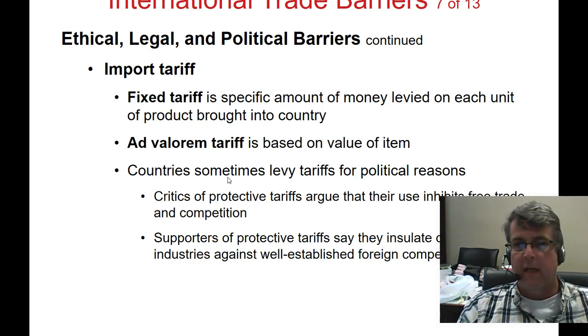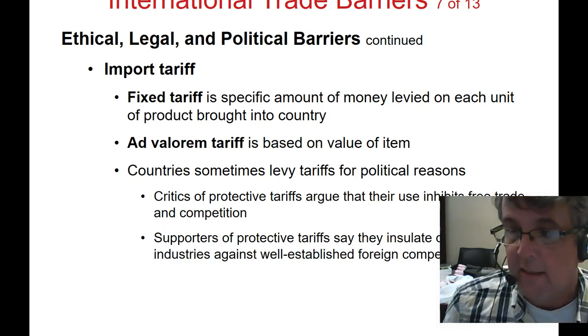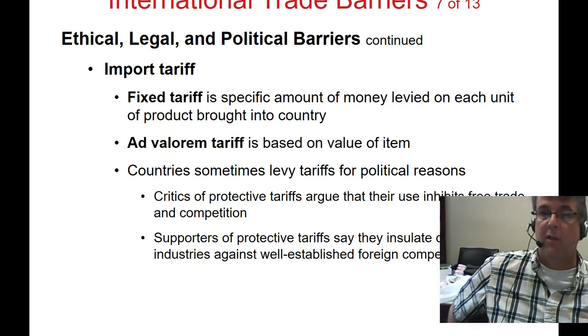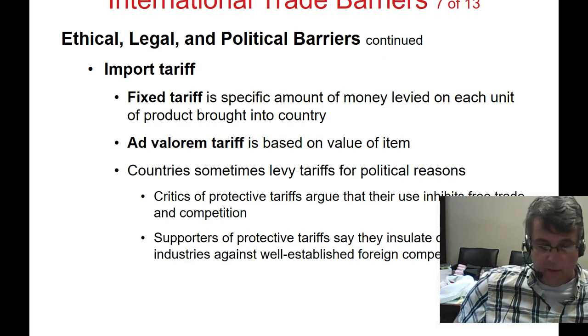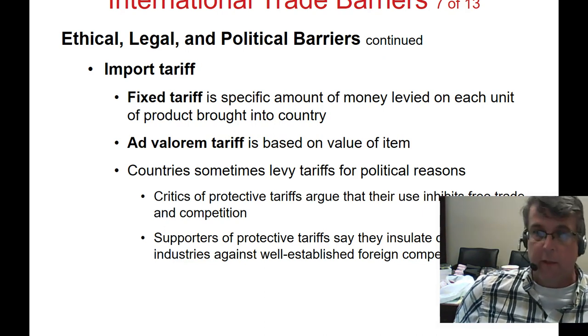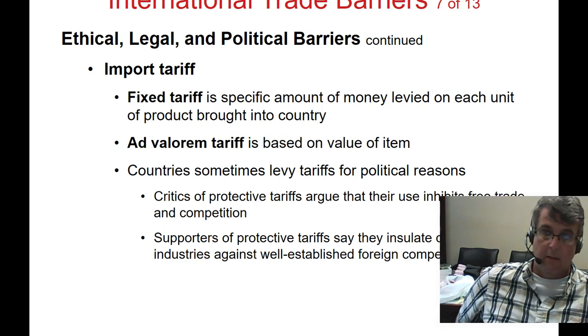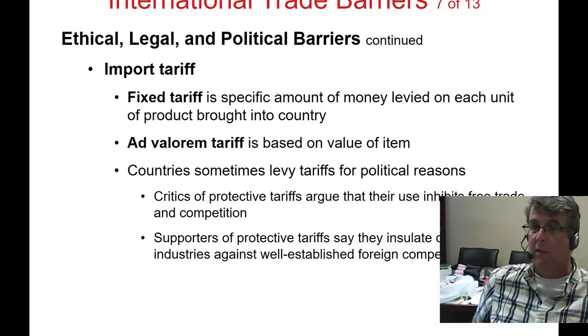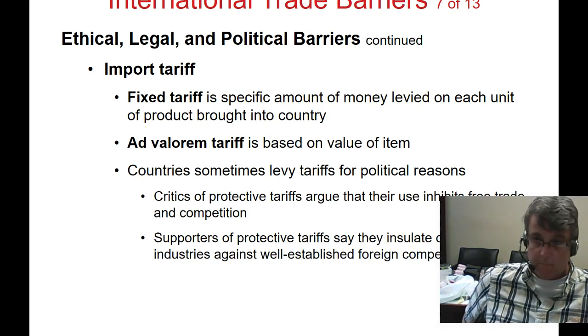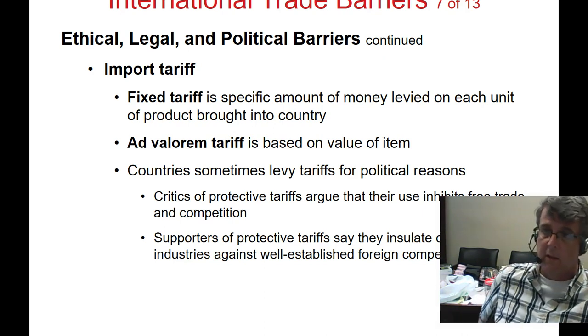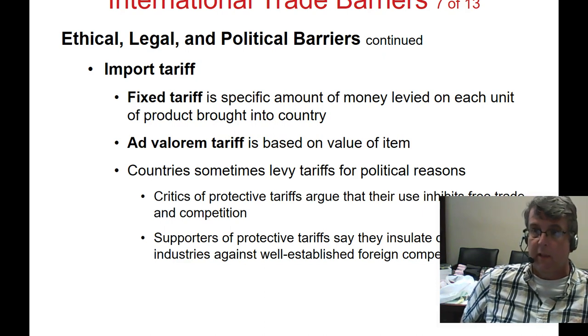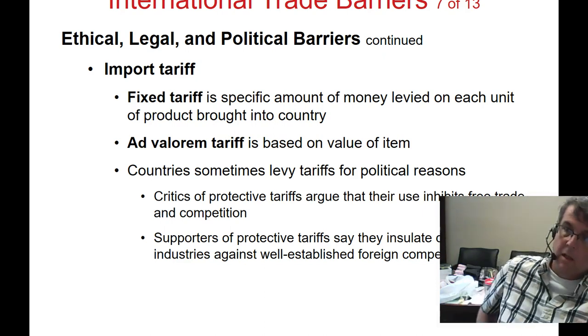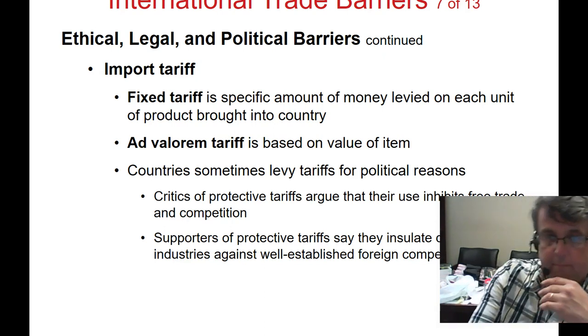Okay. Countries may sometimes levy tariffs for political reasons. We're in that right now. Our country, the US, has imposed tariffs on foreign countries because we believe that trade deals that were pre-negotiated or tariffs that they're placing on our goods are too high. So Trump has raised tariffs on certain Chinese goods, certain European goods, in an effort to get them to go back to the negotiating table and lower these tariffs.